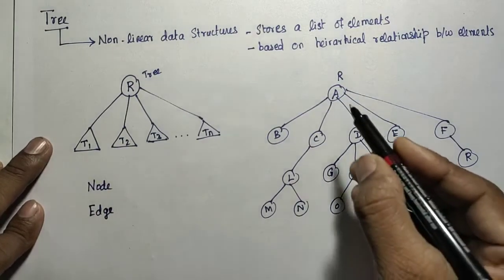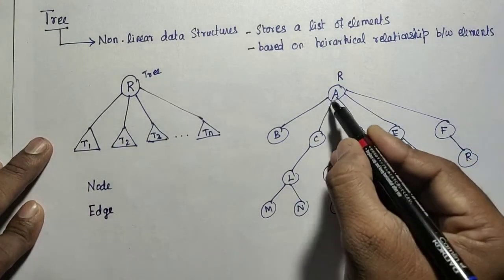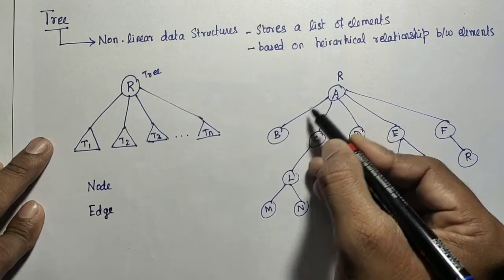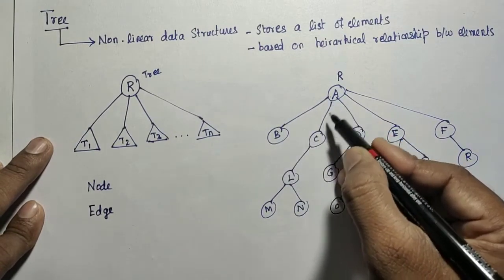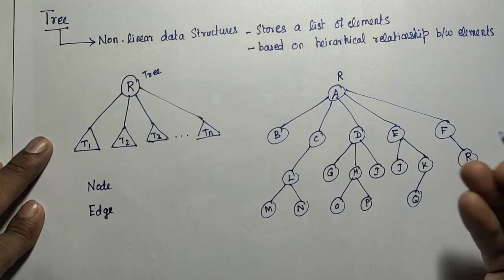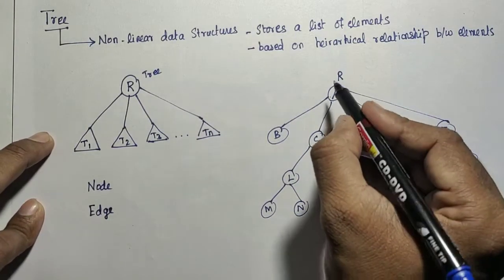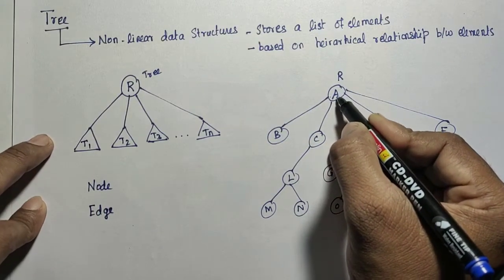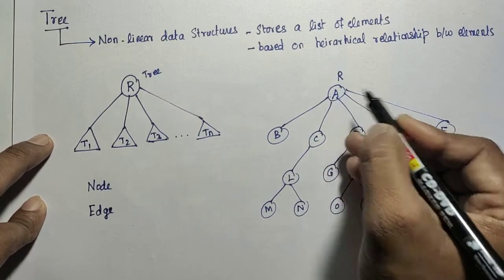Okay, so each element is called a node, and this is called an edge. So A to B, A to C, A to D, like that. But if you want to do any searching, we have to start from the root only, because the root is the first node in a tree.